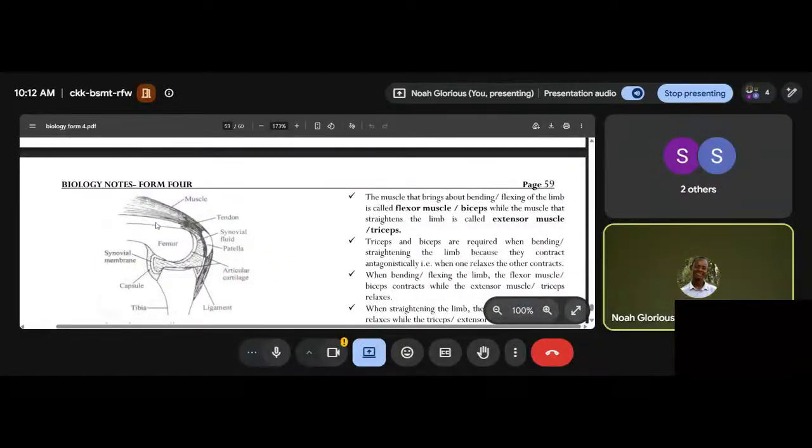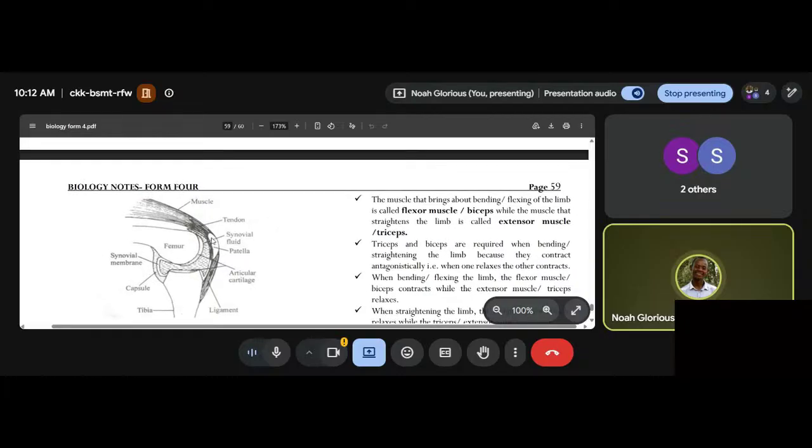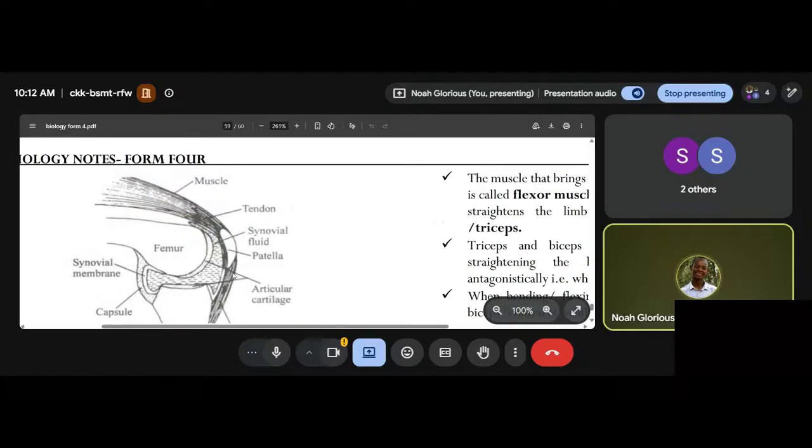Here it is on the leg, the tibia and fibula here. This is the knee. This is the patella. You can see the patella here. And then you can see the synovial fluid here that goes up inside. And it has very many functions.